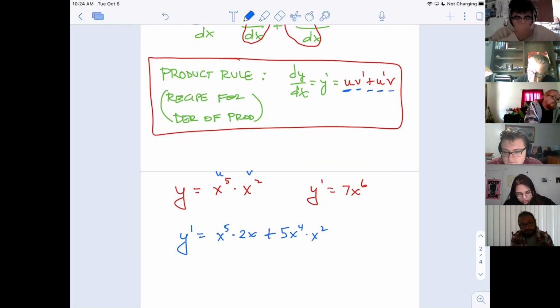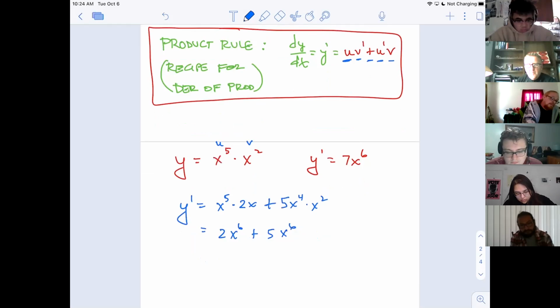What is that? Let's see. X to the fifth times x is x to the sixth, so that'd be 2x to the sixth. And then x to the fourth times x to the second is also x to the sixth. And so, hey, cool, they're common terms. Two apples plus 5 apples is 7 apples. Hey, cool.